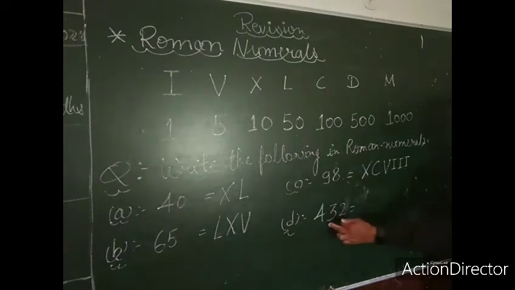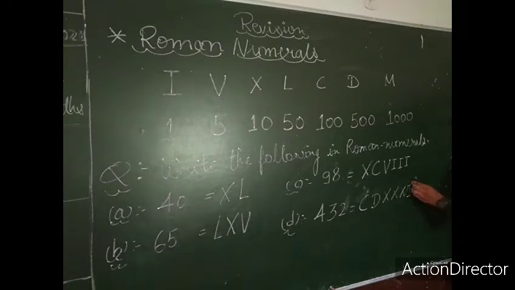Now how do we write 432? CD, because here we subtract 100 from 500. So we write CD. Then we write 32. How do we write 32? Triple X and II, right? So by using the addition and subtraction method, we form different Roman numerals and convert Hindu-Arabic numbers into Roman numerals.